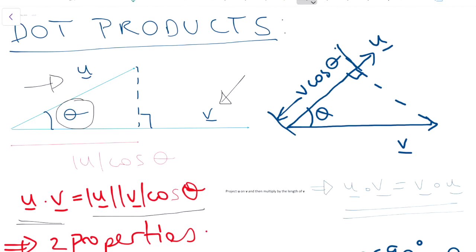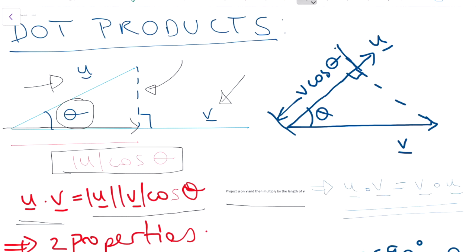So what is it physically? Well, we can say that if we project u onto v, as denoted by this line, this is the projection, u cosine of theta. So what's the projection? A projection is essentially the component of u in the direction of v. So this is u cos theta, and then we multiply by the length of v. And that's the definition of a dot product.